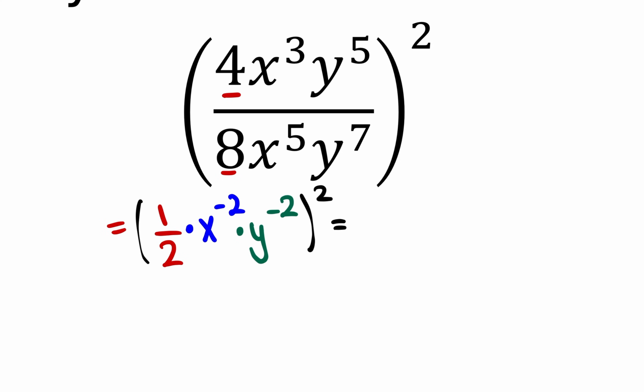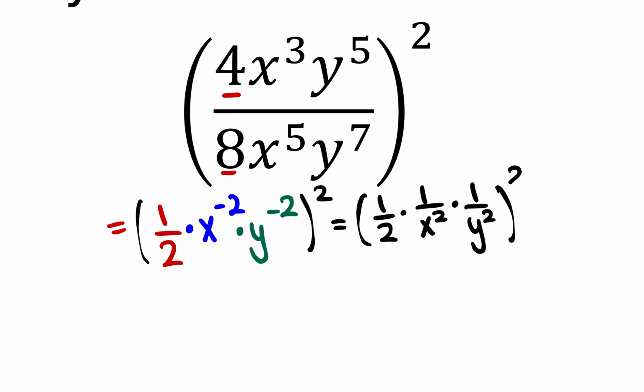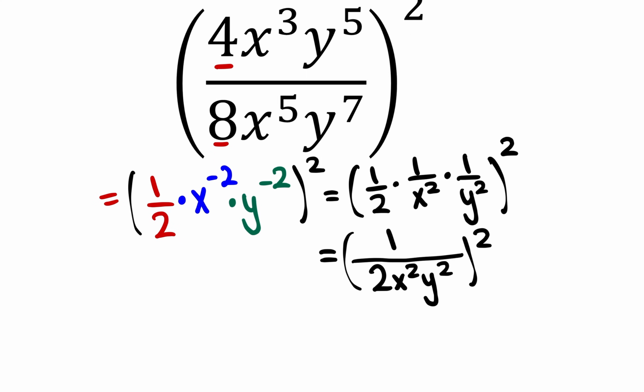From there, we simplify further ahead. We have 1 over 2 remains the same. And that turns into what? X to the negative 2 turns into 1 over x to the 2 times 1 over y to the 2, all to the second power. And this can be simplified further to be what? 1 over 2x to the second, y to the second, wrapped in parentheses to the second power.